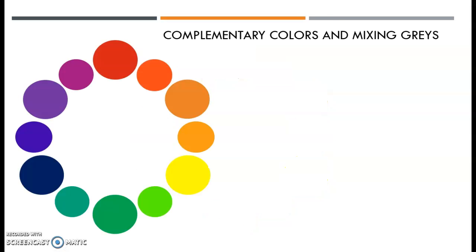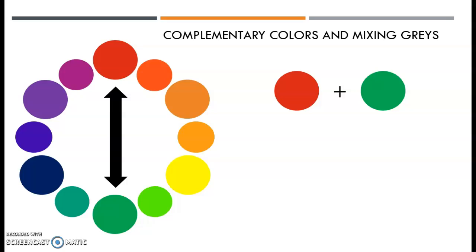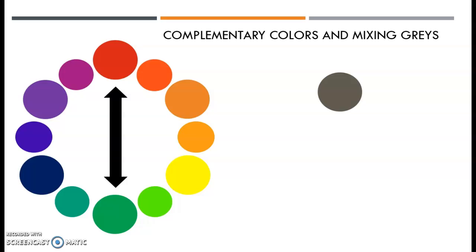Now we need to talk about complementary colors and how we use them to mix grays. Complementary colors are colors that are directly across from each other on the color wheel, such as red and green as shown here. When we take these two colors and mix them together in equal parts, we get a gray tone. This gray tone is much better to use for shading as opposed to black and white because it's more natural. It's more believable than if we had a pale gray from a black and white mixture.